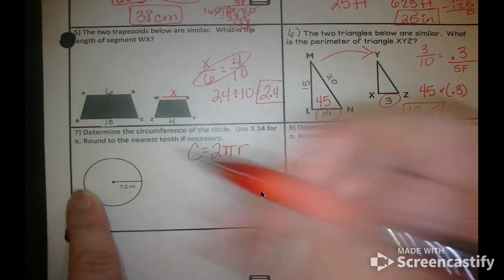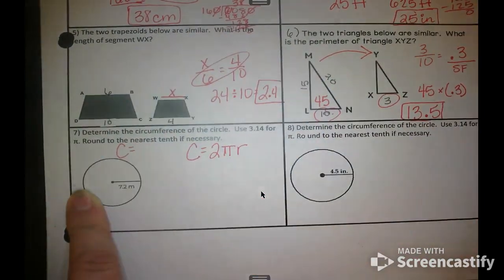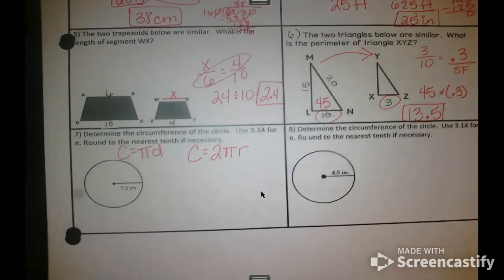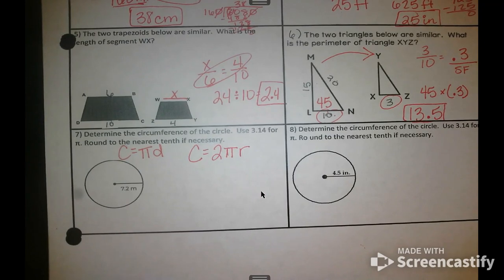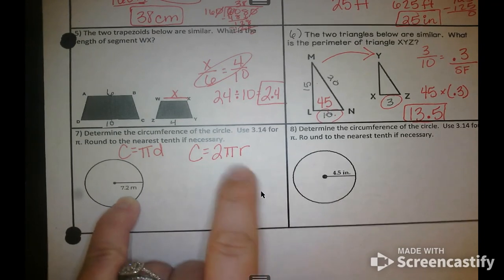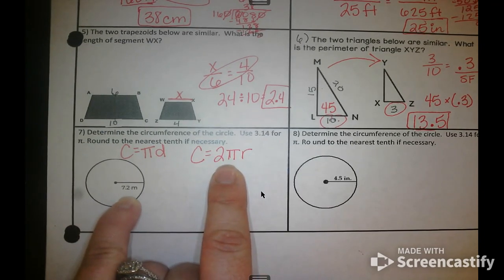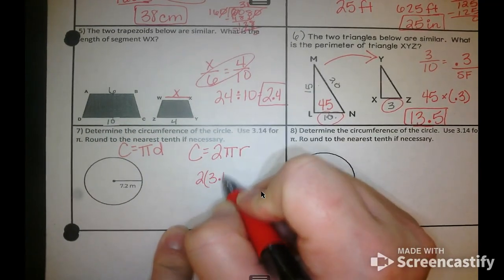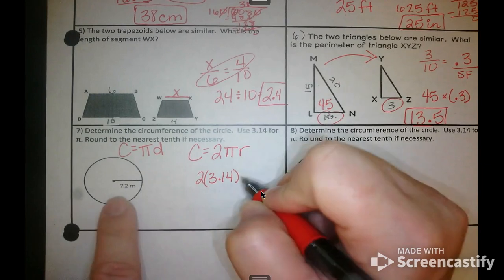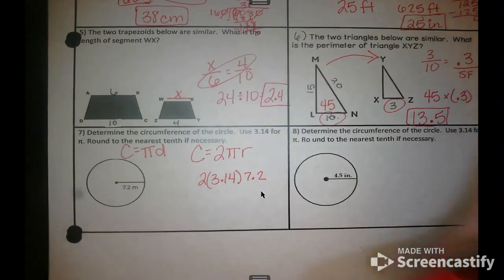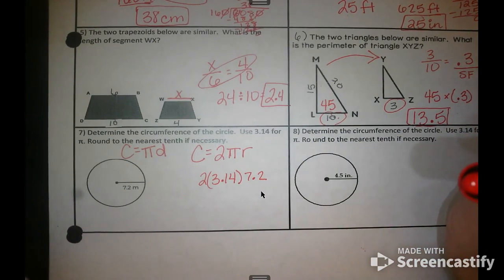Yeah. Because the formula using diameter is what? The circumference is pi times diameter. Okay. So you could automatically try to find the diameter. Isn't that this doubling? It's the same thing as multiplying by 2, right? Yeah. So if I'm just going to plug this into the formula, it would be 2 times 3.14 times 7.2. Okay. There were 2 ways you could have done this.